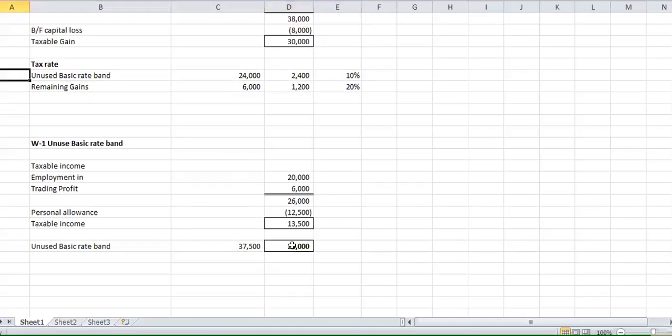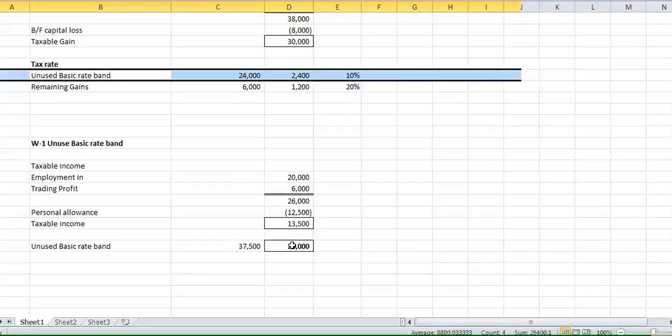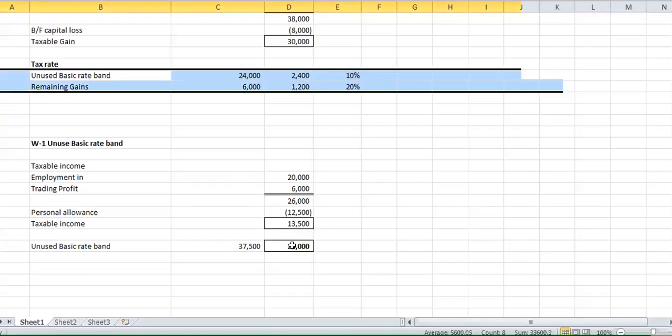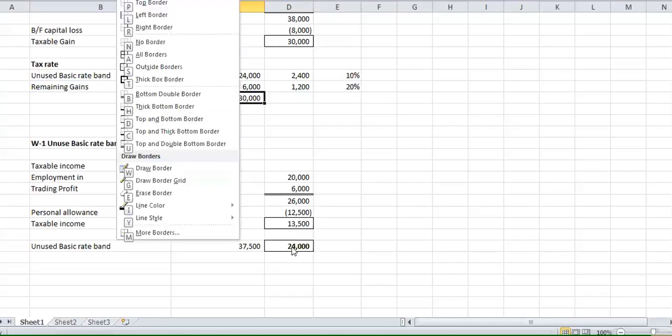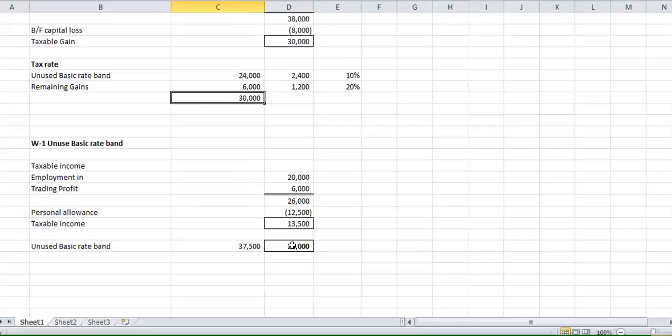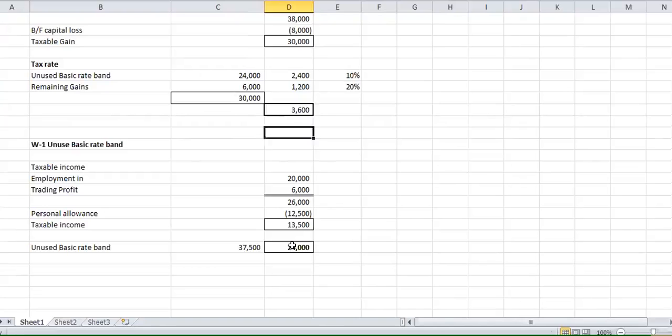So you can see over here, there is a lower rate of tax for the unused basic rate band, and there is a higher rate of tax for the remaining gains. So after adding both these, you can see we have applied the tax rate on the total gain. Our total gain is 30,000. We have applied the tax rate on the full amount of £30,000. This is our total tax. This is called CGT liability.